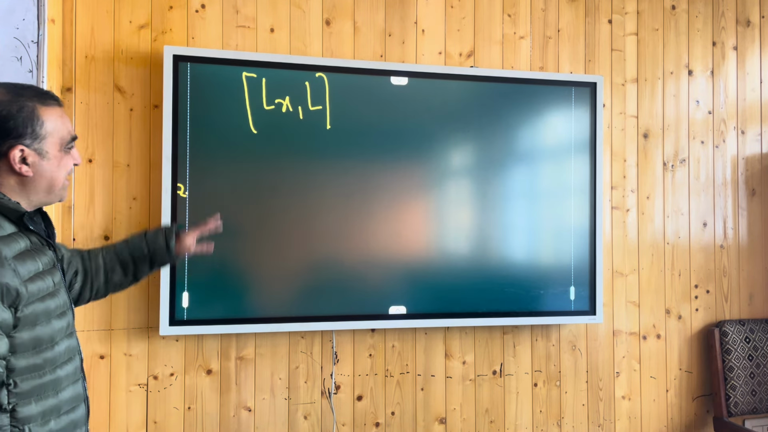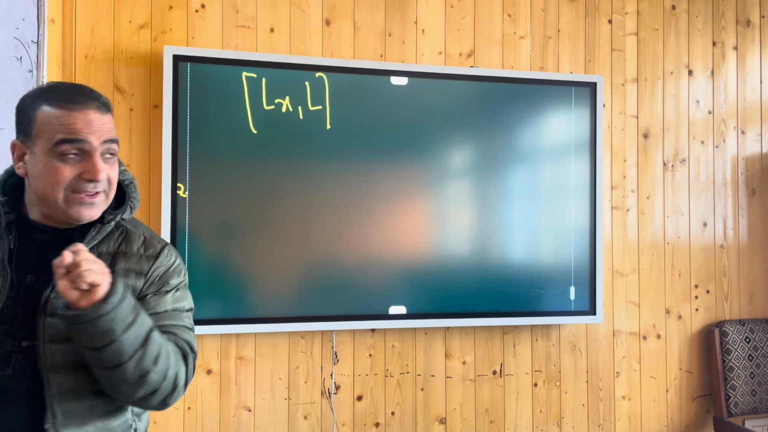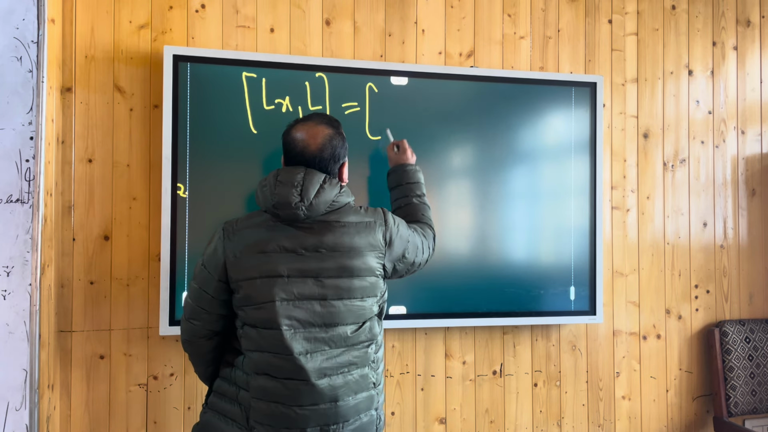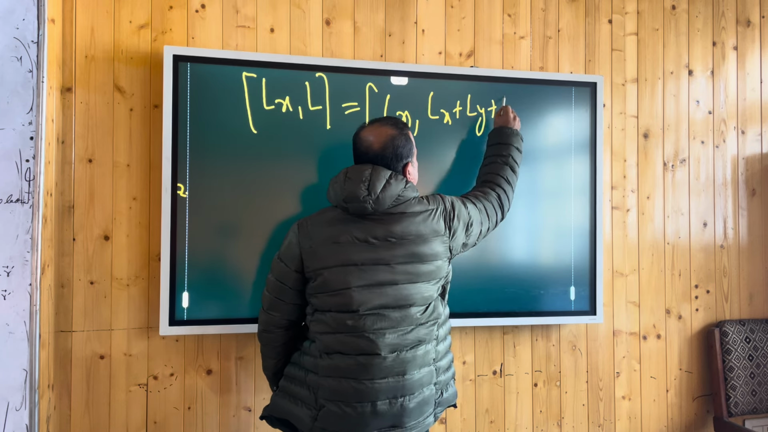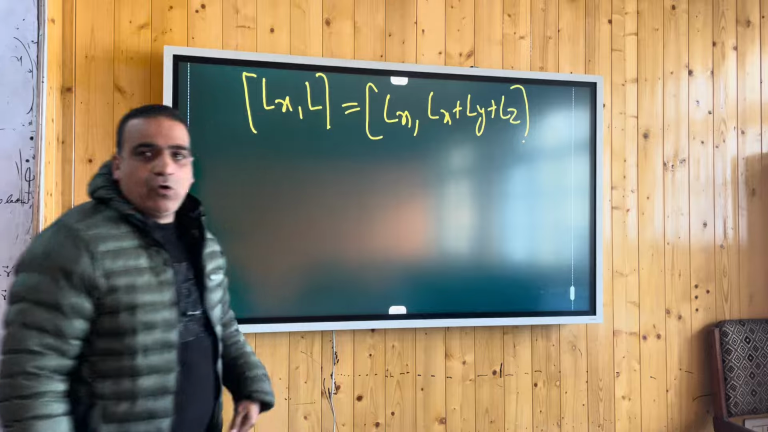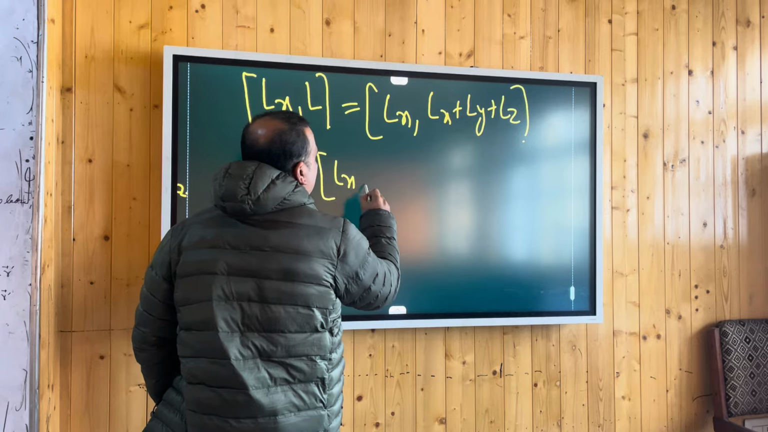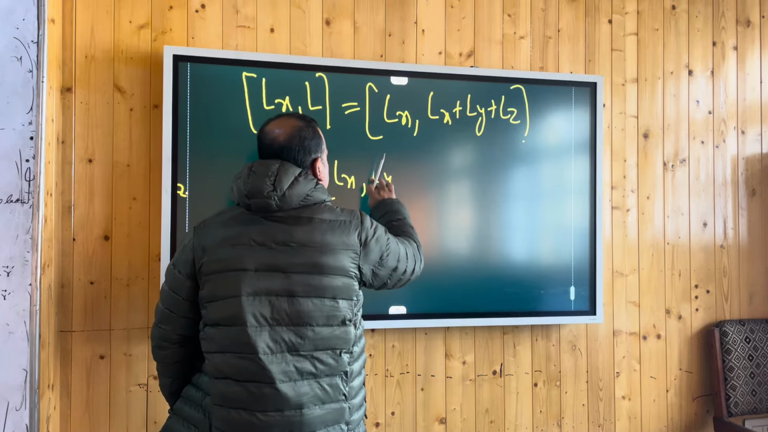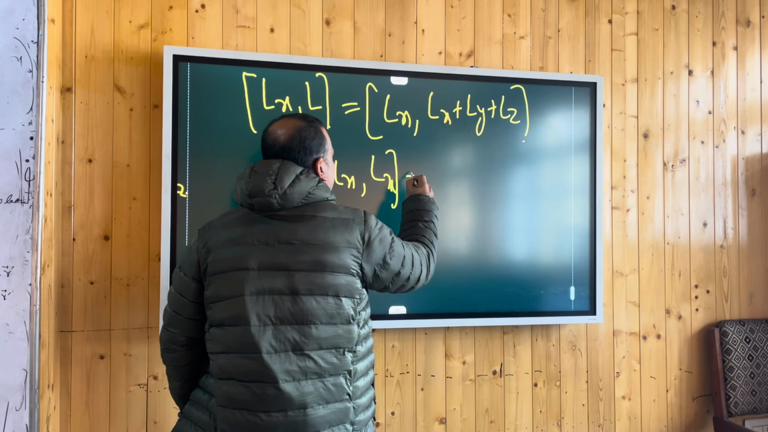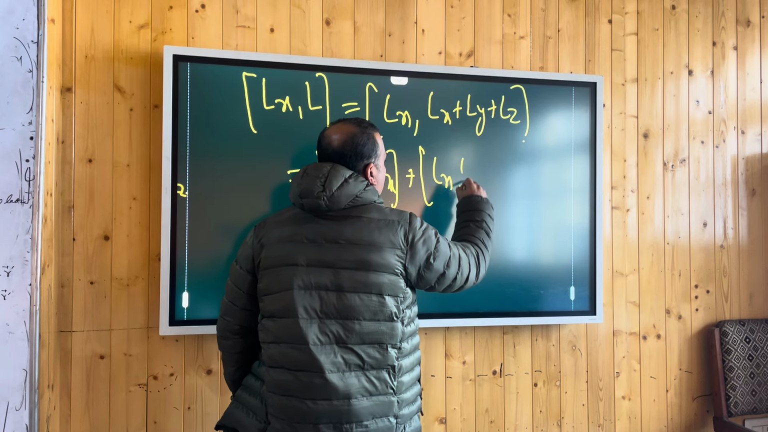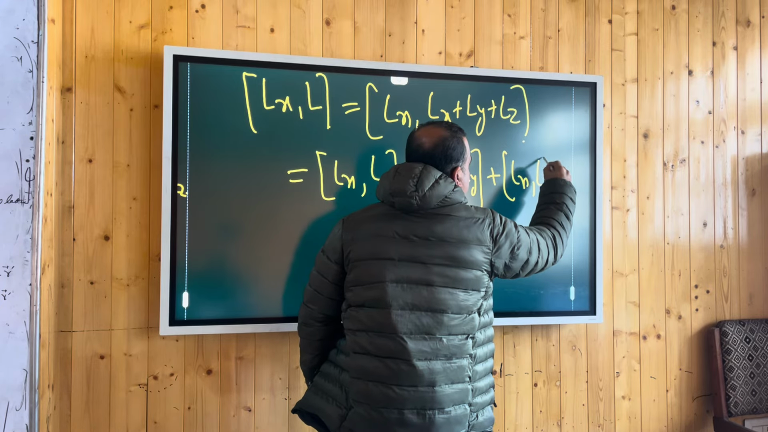Okay? So Lx is a component of angular momentum along x, and L is the total angular momentum. So what is this L basically? I can write this as [Lx, Lx + Ly + Lz]. From the property of commutators, we can write this as [Lx, Lx] + [Lx, Ly] + [Lx, Lz].